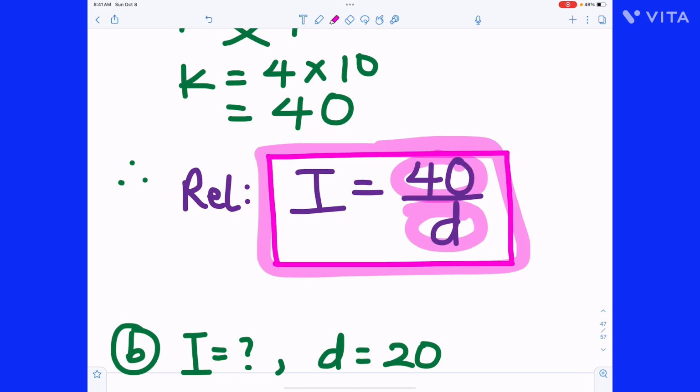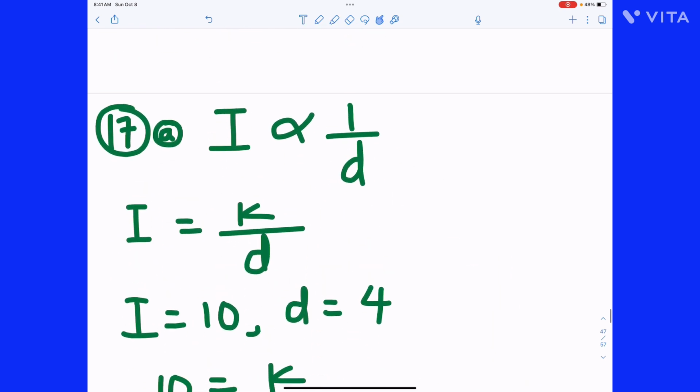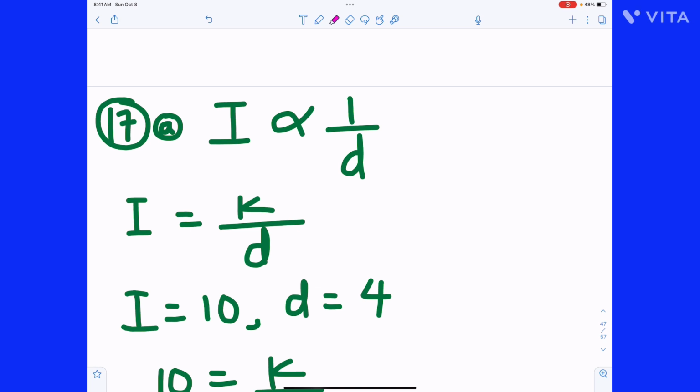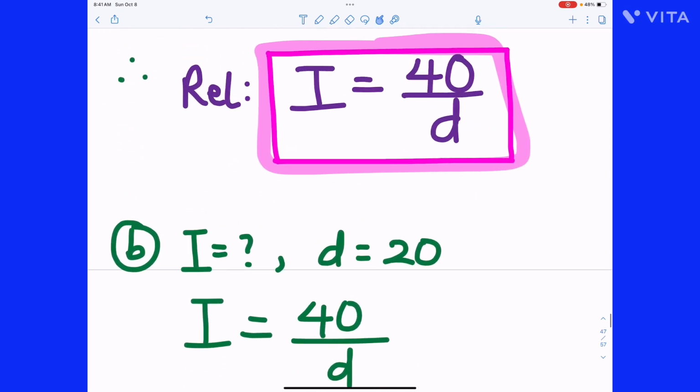Now, the relationship between I and D will now be I is equal to 40 over D. So now that we have the value of K, just come here and replace that value of K with 40. You get the relationship between I and D.